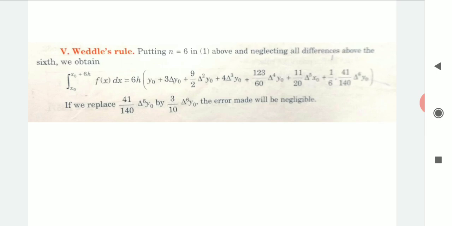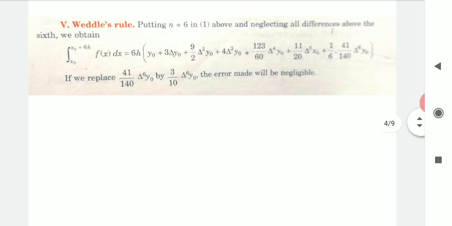Integration from x0 to x0 plus 6h. It is a straight jump of 6. Okay, so we are approximating it with a 6th order curve, let's see what happens. So it will be equal to 6 times h into this bracket. This you have to verify. I am keeping it as it is because in a video lecture I cannot do much. So you have to take the responsibility and verify that yes, you are getting this.